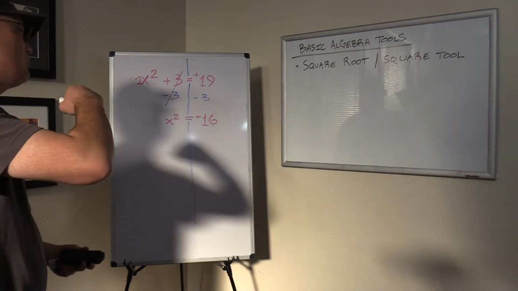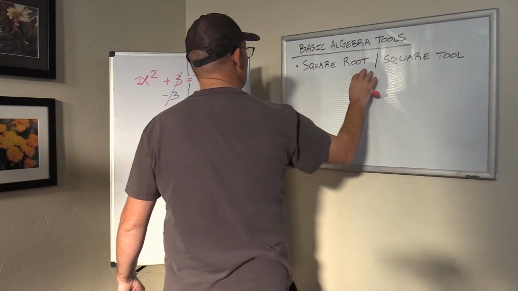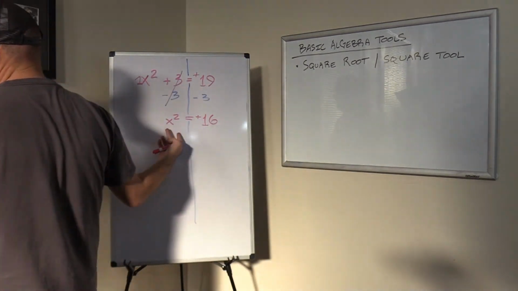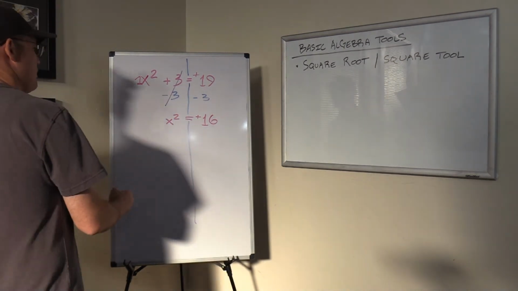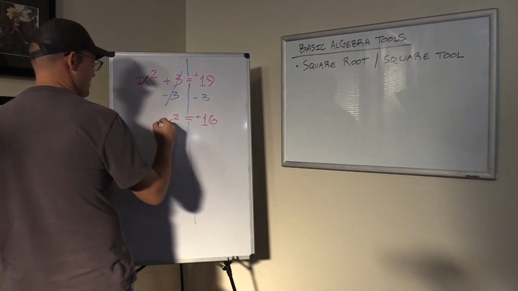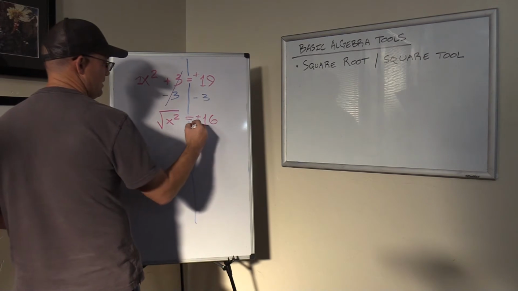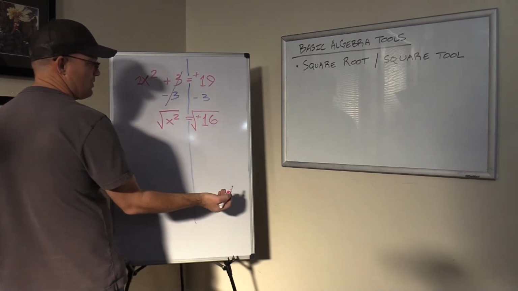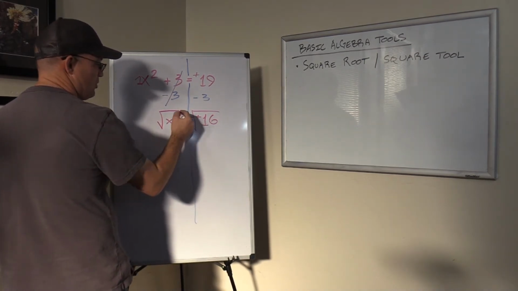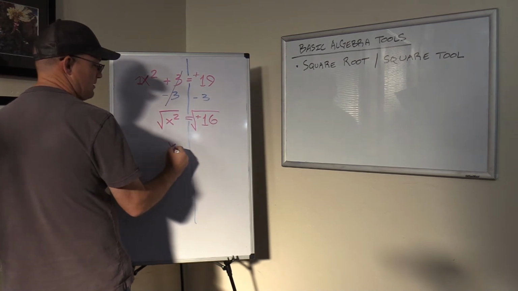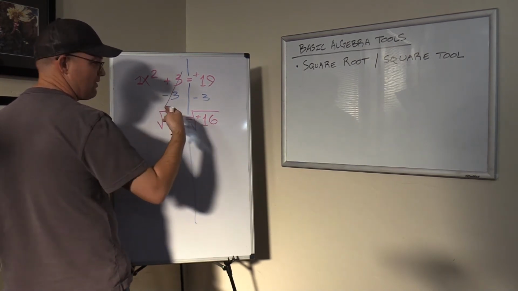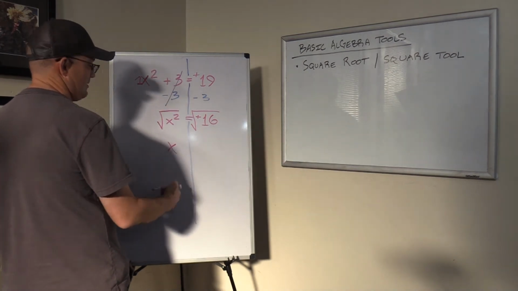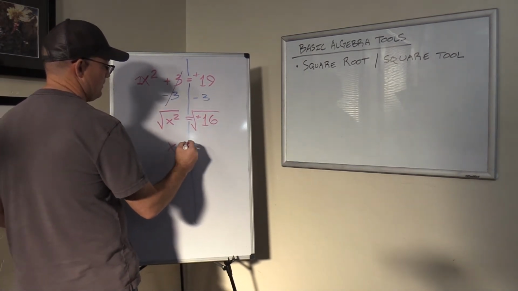Okay, but now we have a new tool. We're going to use the square root tool. Anytime you see x squared, you can take the square root of both sides of the equation. So we take the square root of x squared, and that equals the square root of 16. The square root of x squared is x, because x times x is the square. The square root of x times x is just x. That's the square root tool.